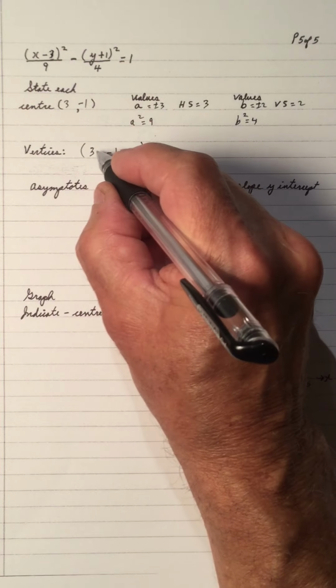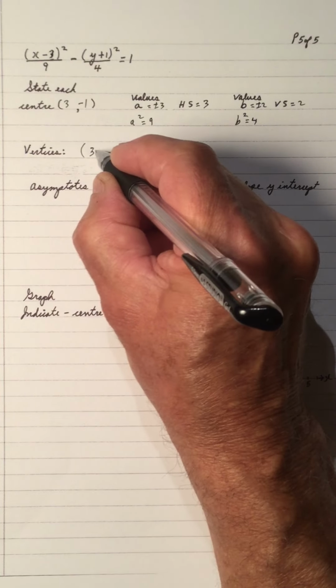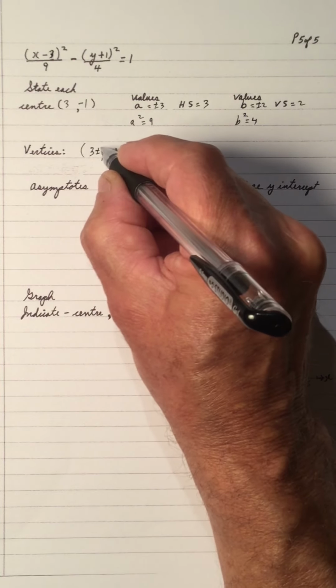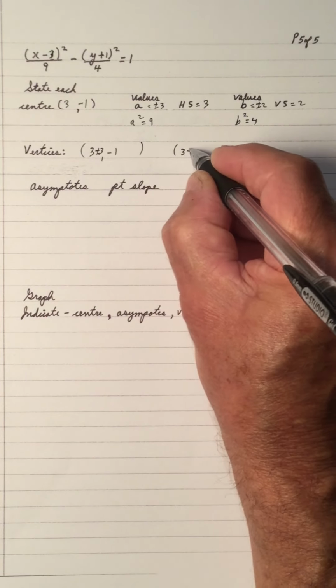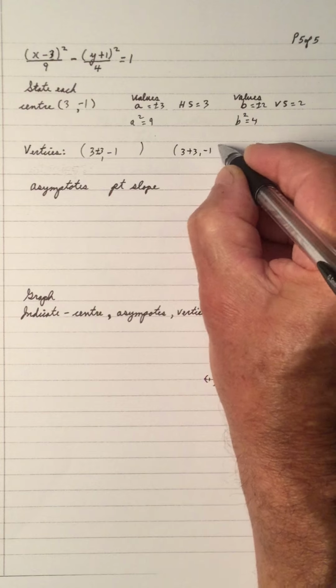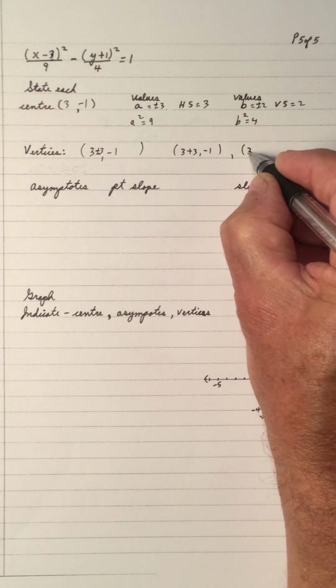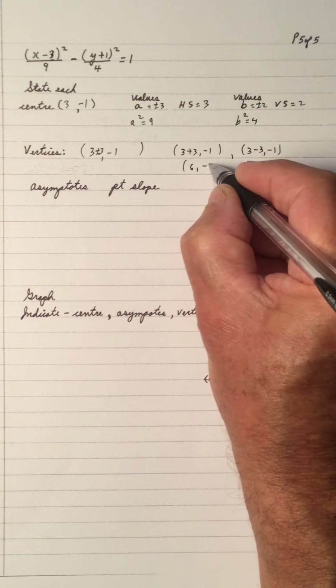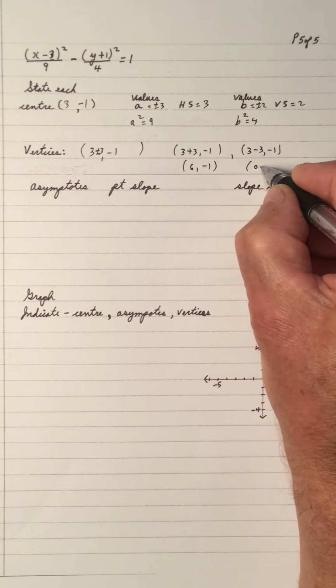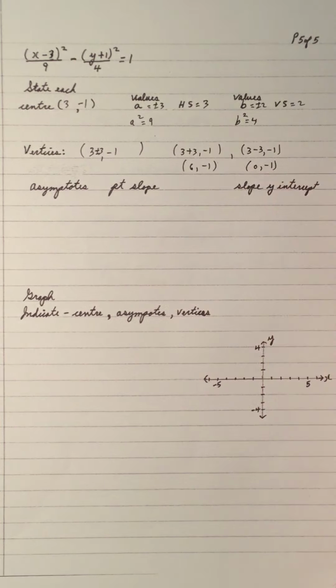The vertices: the center is 3, negative 1, but because the horizontal axis is the axis of intercept, we have plus or minus 3. So we have 3 plus 3, negative 1, and 3 minus 3, negative 1. So that's 6, negative 1, and 0, negative 1, are the vertices.